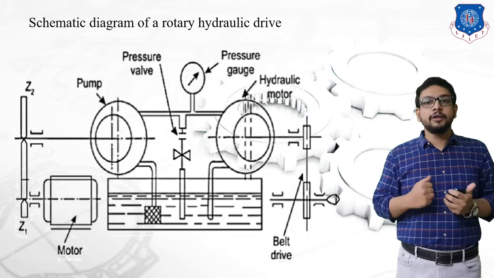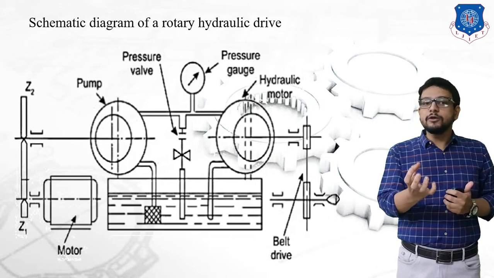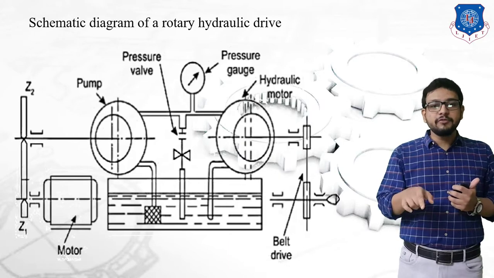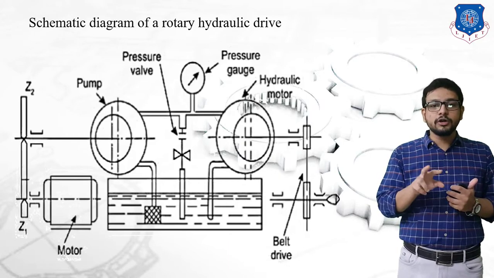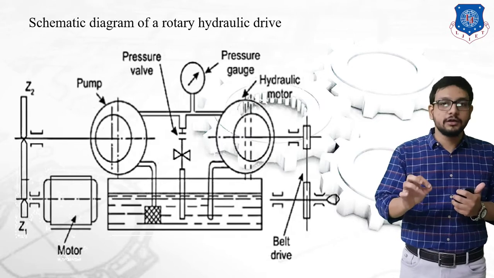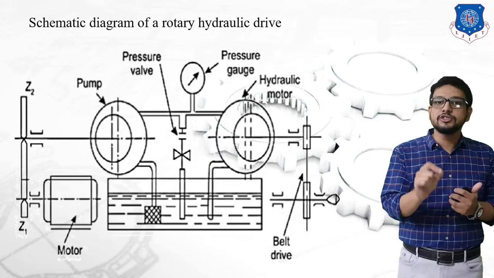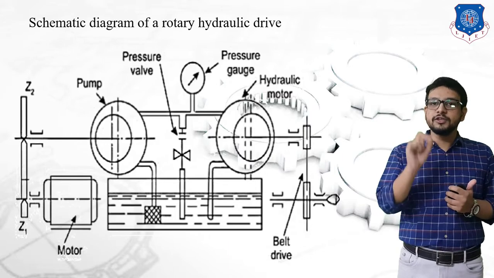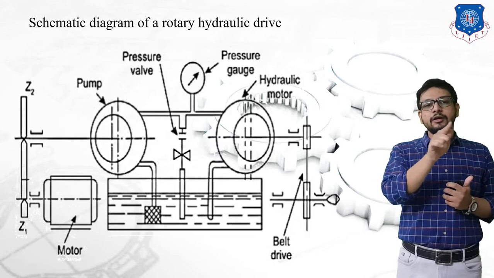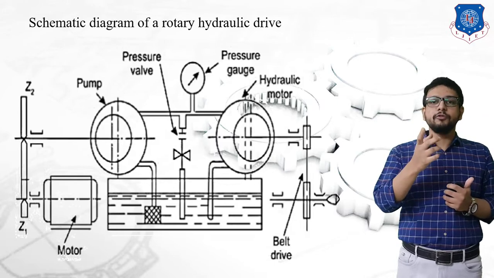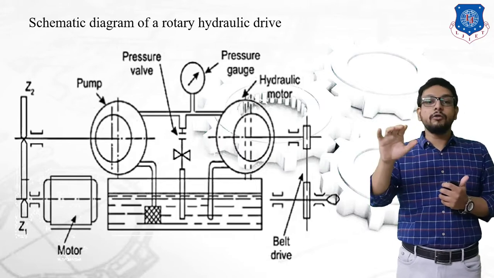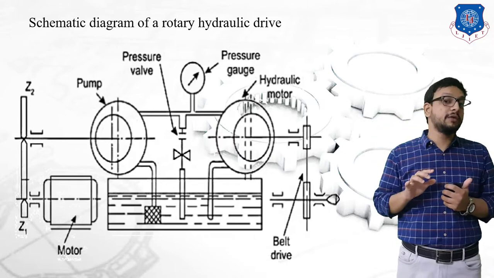Now what's going to happen? The pump is going to suck the oil from the reservoir. On the pump side, inside the reservoir, you can see on the bottom side a meshing square shape, which is a representation of a strainer. The function of the strainer is to remove mud particles which could be present in the oil. After filtering, that oil will come into the pump, and from the pump the increased pressurized oil will flow out and enter into the hydraulic motor.